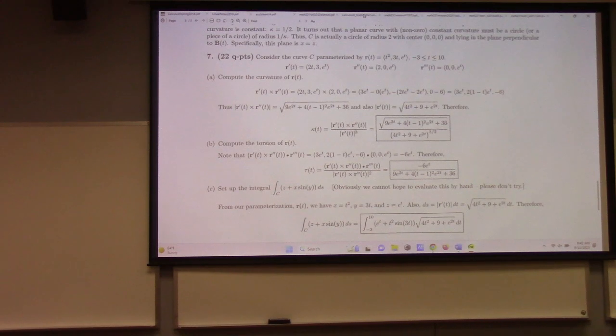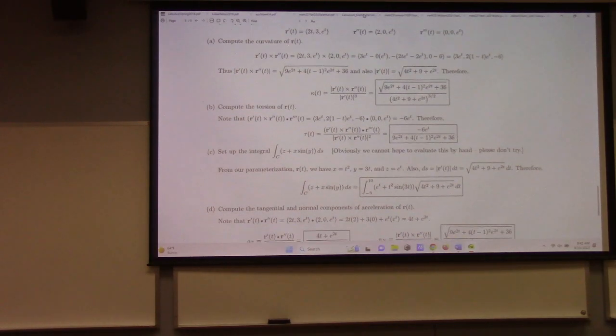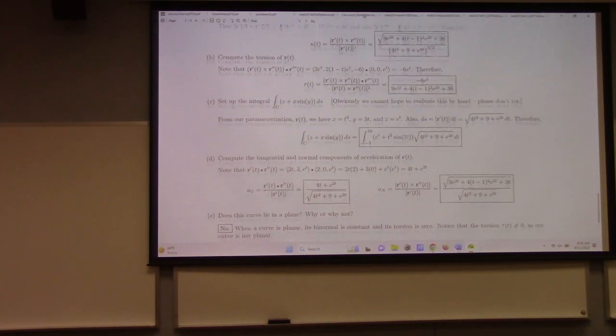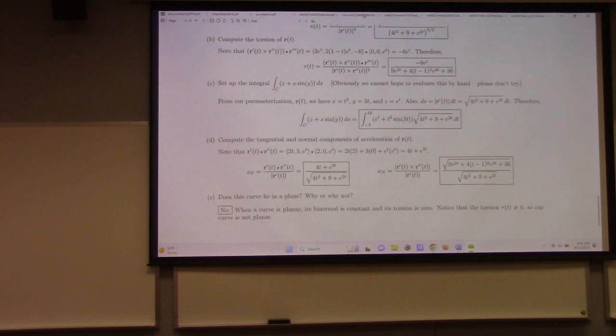You could derive those formulas from the Frenet-Serret equations, for example. Let's see here. Of course, we've talked about the tangential and the normal components of acceleration.